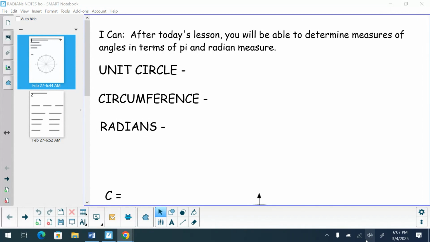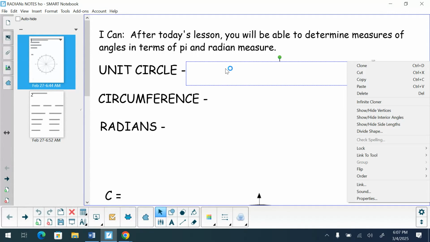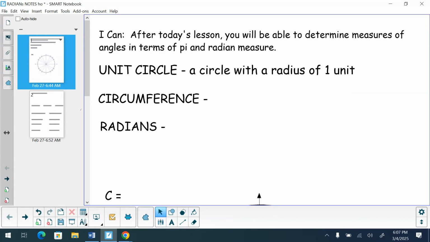Okay? When dealing with radians, we deal with something called a unit circle. A unit circle is a circle of 1 unit. It could be 1 inch, 1 foot, 1 mile, 1 yard, 1 centimeter, 1 meter, whatever units you want. It's just 1 unit. So we have a circle with a radius of just 1 unit.